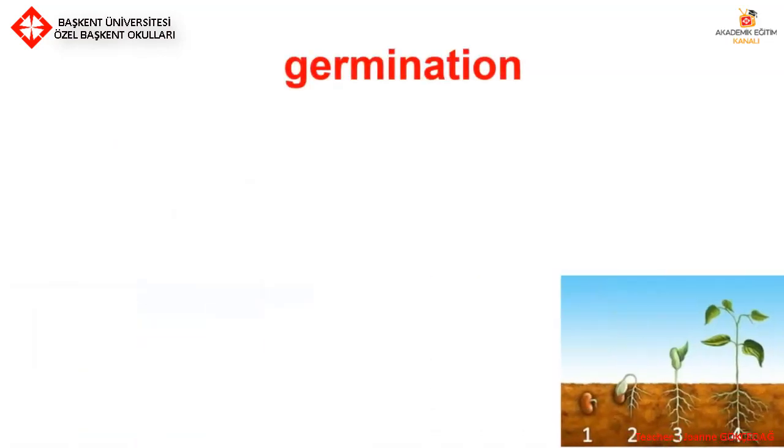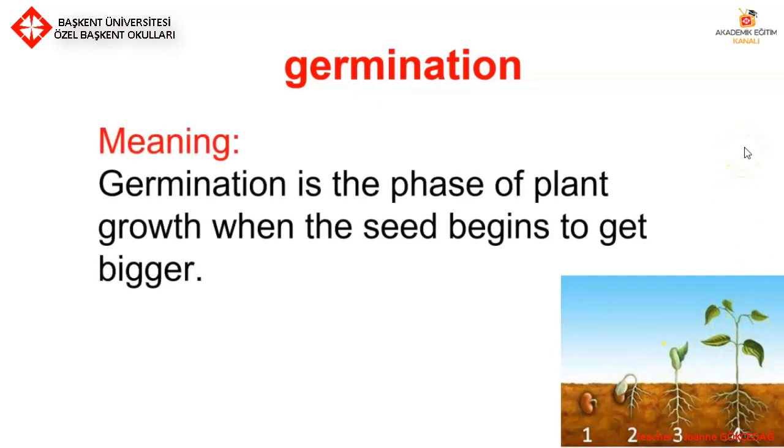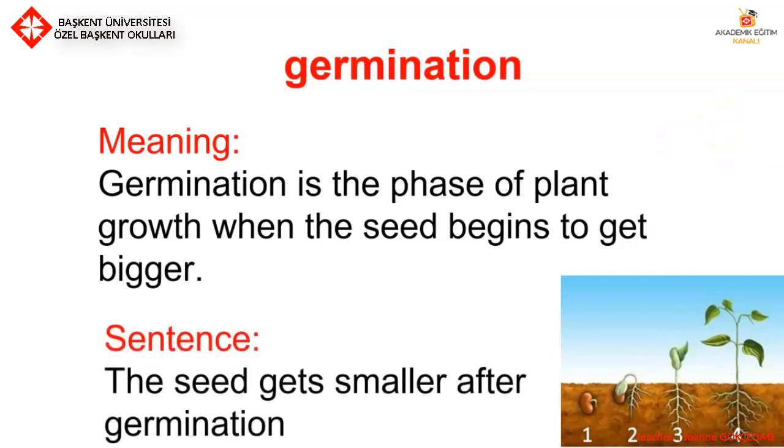Germination. If you look at the picture, number 1 is a seed, number 4 is a plant. So germination, of course, is looking at the plant growing. It's the phase of plant growth when the seed begins to get bigger. Sentence, the seed gets smaller after germination. If you look at the seed here, the seed is very big, then gets smaller, and by the end of it, it's disappeared.